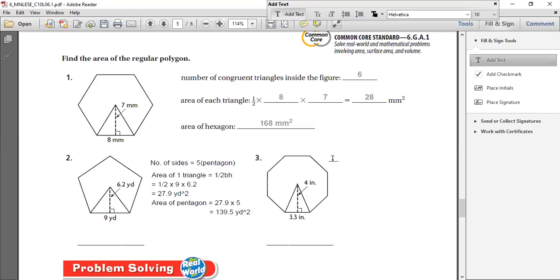Okay, now let's move on to question number 3. First, before we start, let's count how many sides this figure has. So it's 1, 2, 3, 4, 5, 6, 7, and 8. So for this figure, the number of sides, or the number of congruent triangles that this figure can be divided into, is 8 triangles. So number of sides is equal to 8. So what's the figure with 8 sides called? I told you something. Some animal has 8 tentacles. Yes, it is called an octagon.